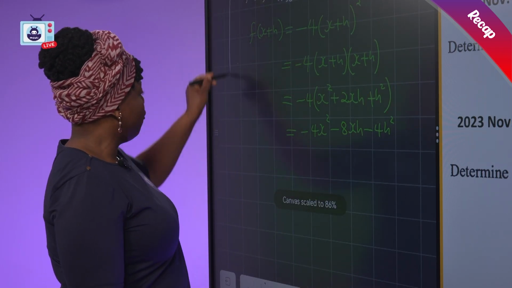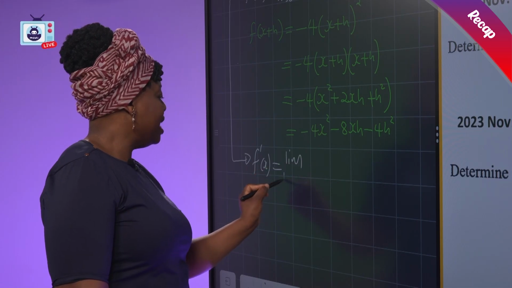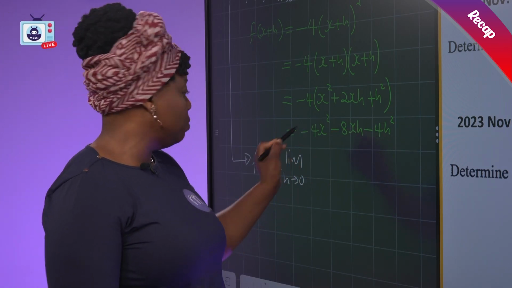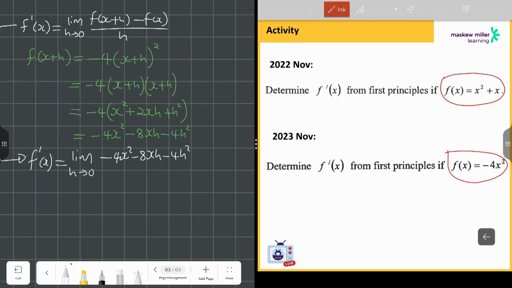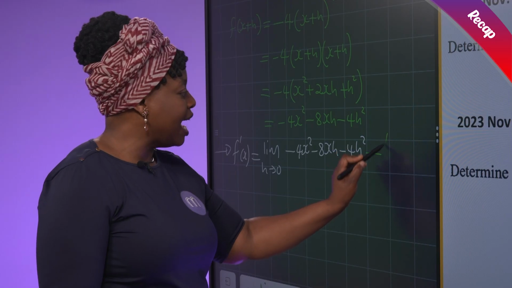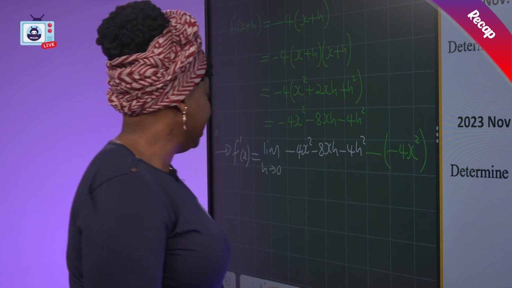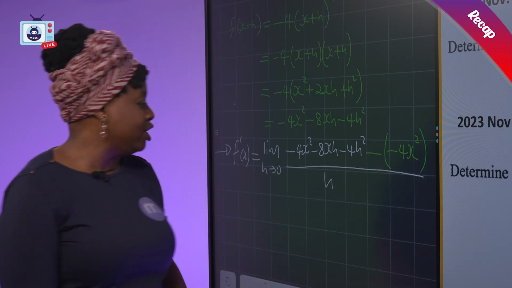When we substitute, remember this is our formula. We're going to have the first derivative equals the limit as h approaches 0. Instead of writing f of x plus h, we're going to write this statement here: negative 4x squared minus 8xh minus 4h squared. That is only for our f of x plus h. We still have our f of x. So we're going to minus this, and then in a bracket, we're going to write the f of x as it's given to us, negative 4x squared. Please, please, please remember to do it that way so that you don't make any mistake. Divided by the whole h like that.